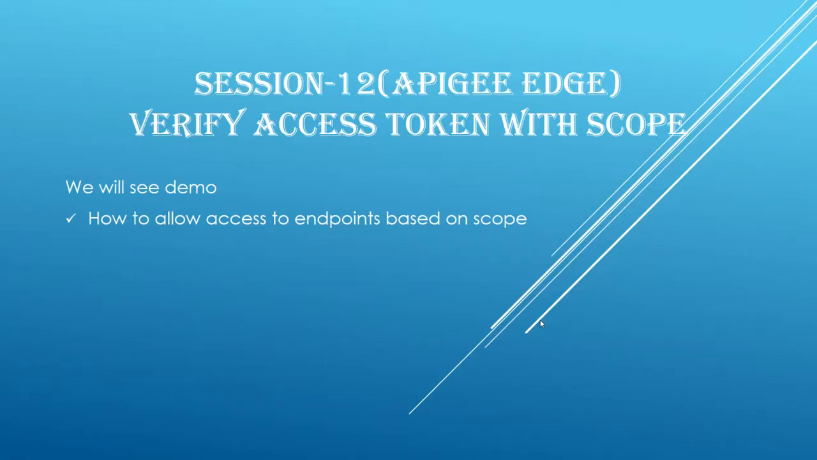Hi, this is session 12 of Apigee Edge course for beginners. In this session, we will see in action how to verify access token along with scope with an example.